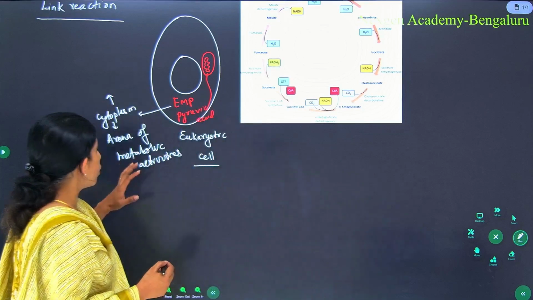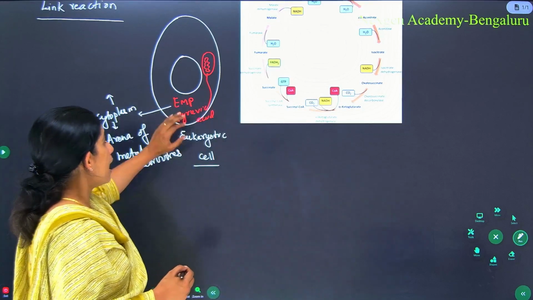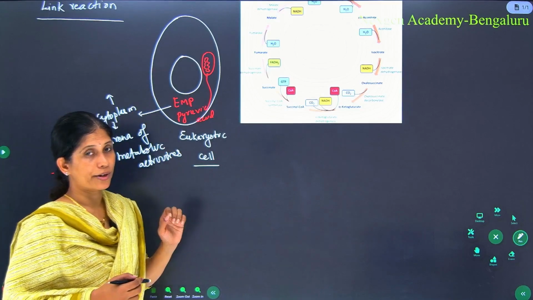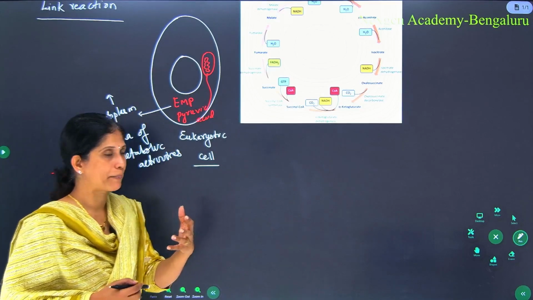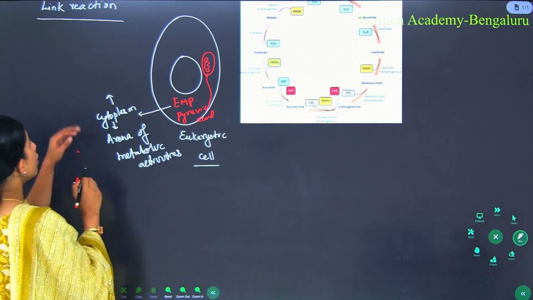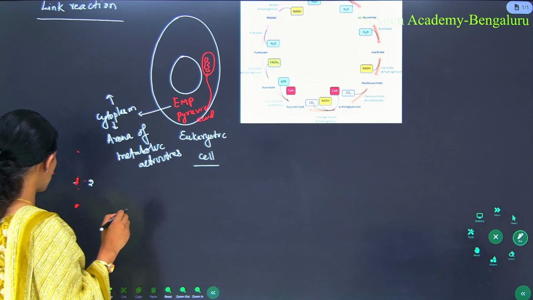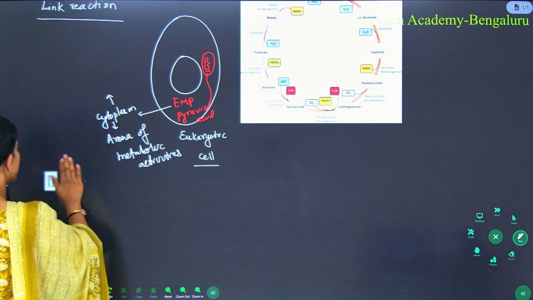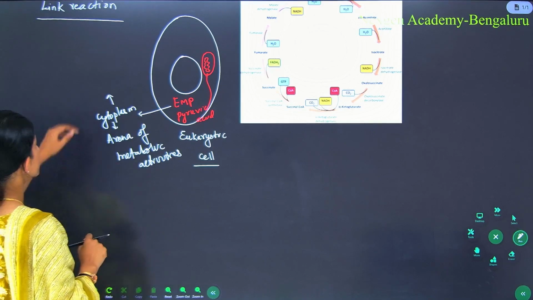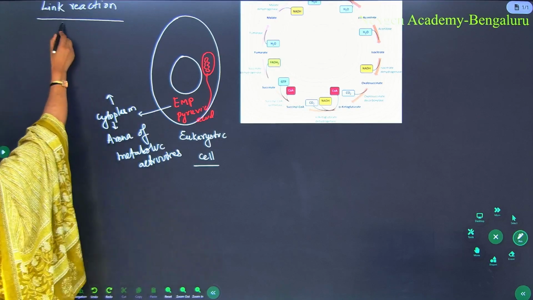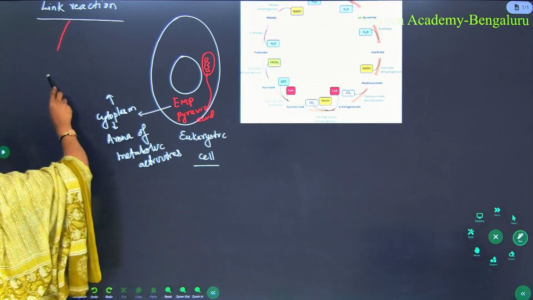So after this pyruvic acid is transported to mitochondria, what is the next thing that happens here? That means, what is the second step of aerobic respiration? As I was telling you, the second step of aerobic respiration is link reaction. So now let me see what happens in link reaction.